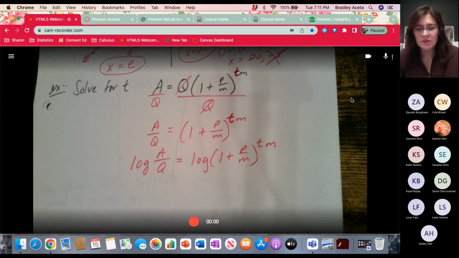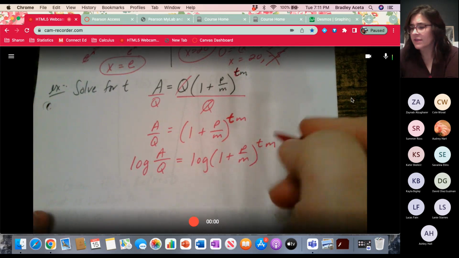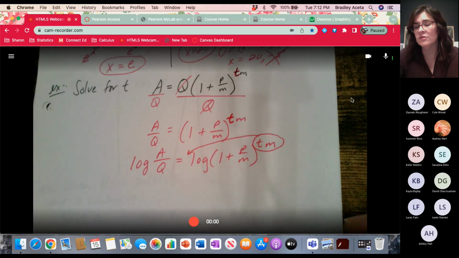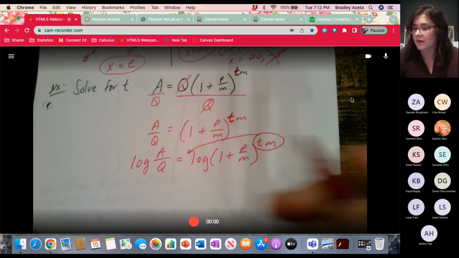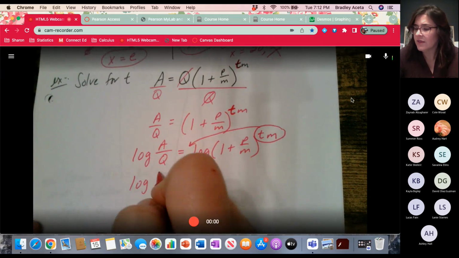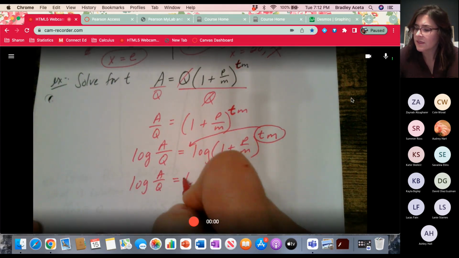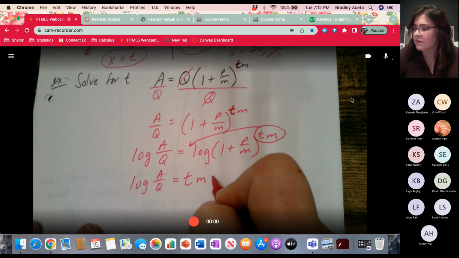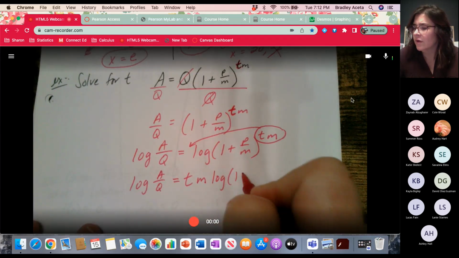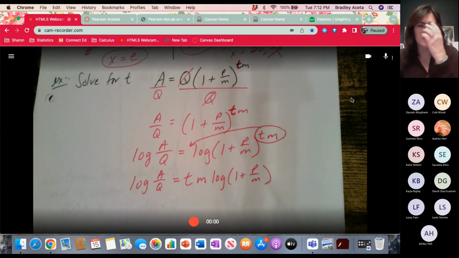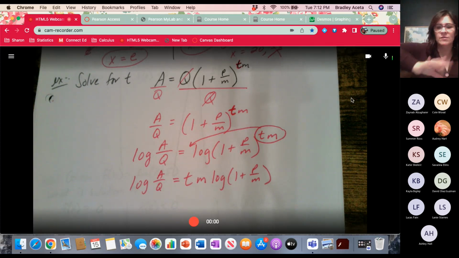What that allows me to do now that I've written log on both sides is bring the exponent down in front of the log, because it uses the power rule. So I have log of a divided by q equals t m, and then the log of 1 plus p over m. It looks really complicated, but we can take a log and it brings down the exponent.